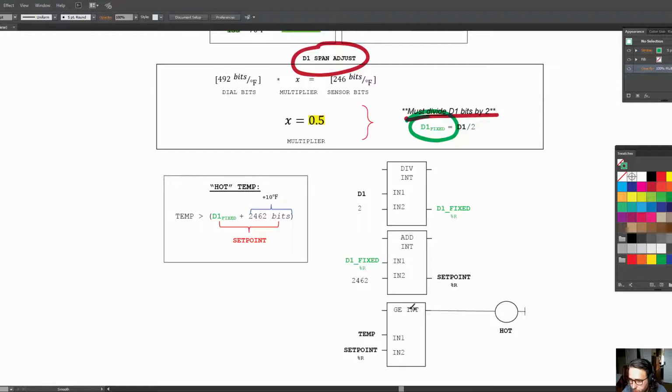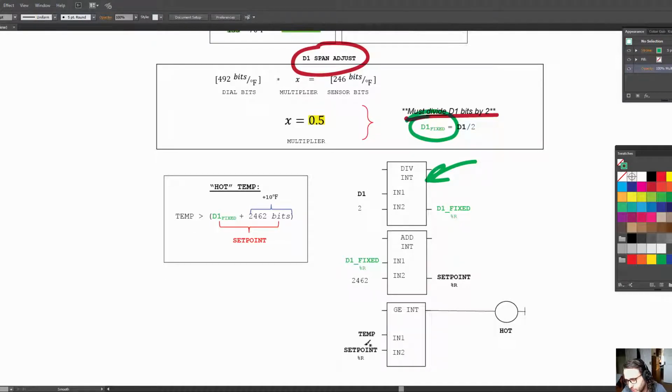I can route it to the appropriate place here. All this variation involves is adding one extra block, this divide block. The first thing we're doing is taking the D1 bits and dividing by 2. That gives me what I'm calling D1 fixed, just a new variable, because now it's not D1 that I'm adding 10 degrees to, it's D1 fixed. And that's how I get my set point.